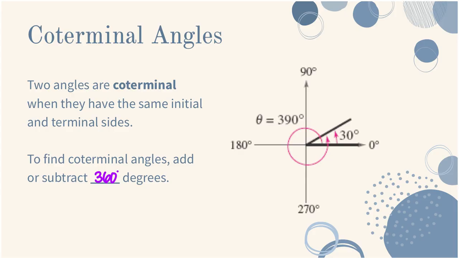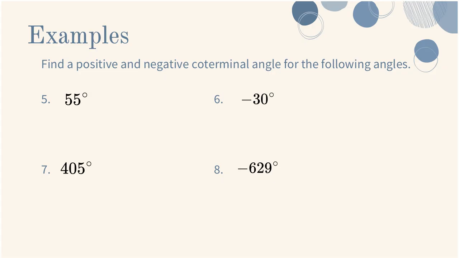And you're going to see that in some of the examples on the next slide. So it says find a positive and negative coterminal angle for the following angles. So you have to do both, positive and negative. Looking at this, because these are in degrees, 55 degrees, negative 30 degrees, 405 degrees, negative 629 degrees, I'm either adding or subtracting 360.